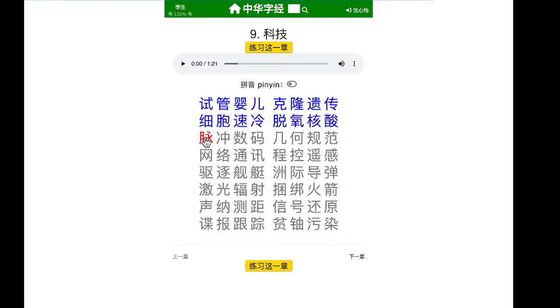脉 is artery or vein. Okay, artery or vein. 血脉 like 动脉静脉, 动脉 is artery, 静脉 is vein. So pulse is the 脉动, your vein or your artery, the artery goes up with the beat of your heart, right? So this is called a 脉.